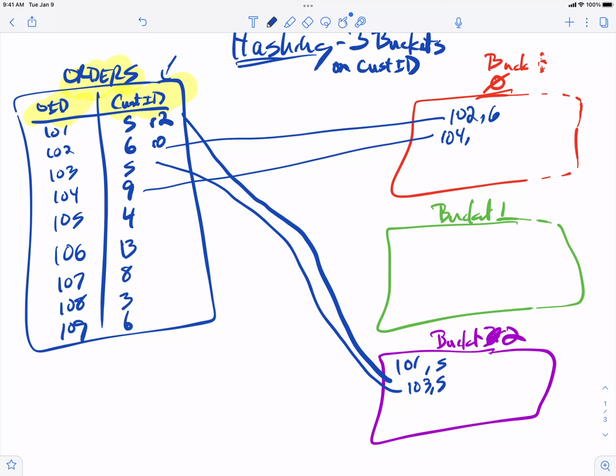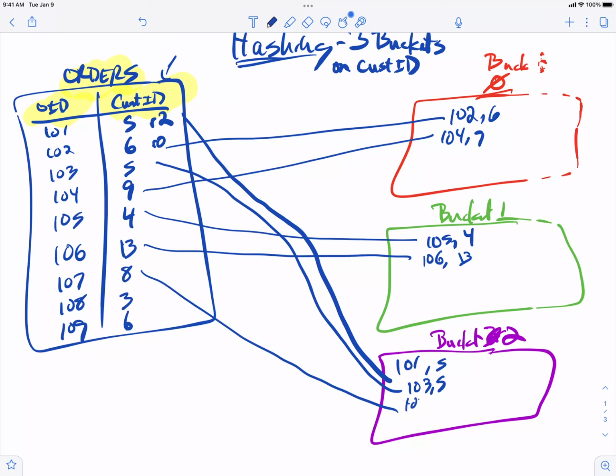104, comma 9. And I'll just rip through these. 4 has a remainder of 1. 105, 4. And 13 is a remainder of 1, I believe. Yep. So there we go. 106, 13. And 8, 6, 7, 8, remainder of 2. We'll drop it over here. 107, 8. And then 3 divides evenly, remainder 0, so it lands in bucket 0. 108, comma 3. And the last one is 6, which also goes into bucket 0. 109, comma 6.